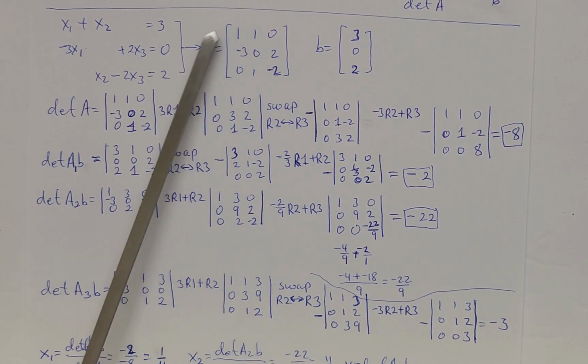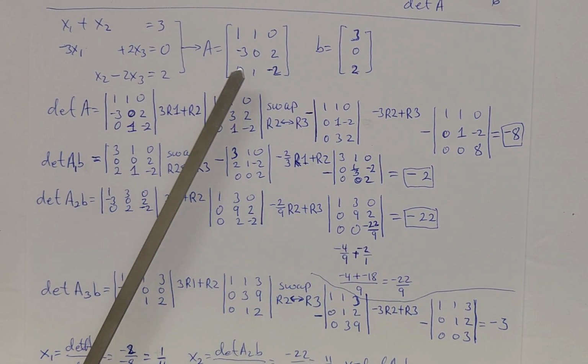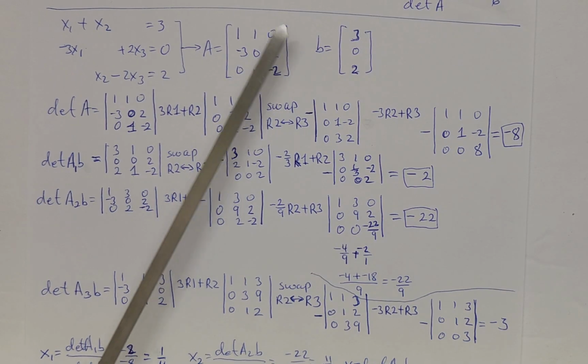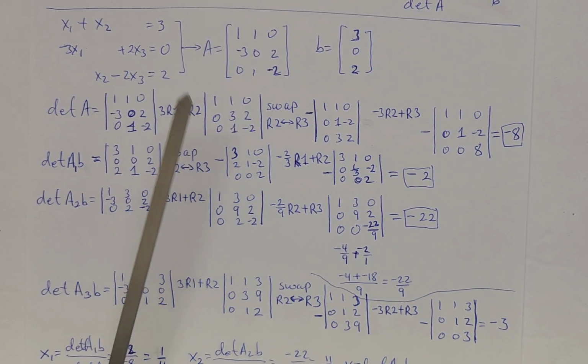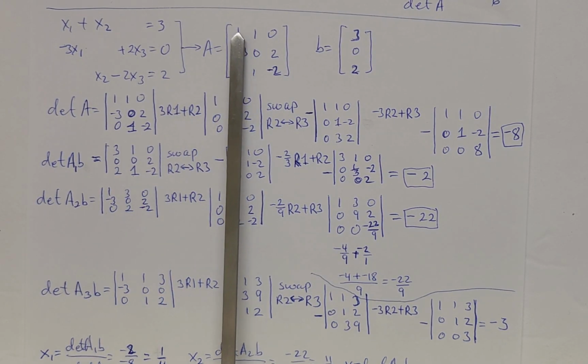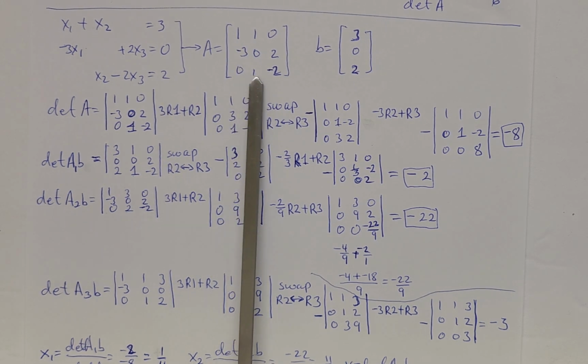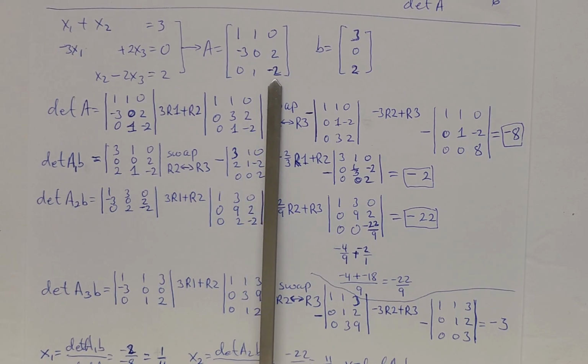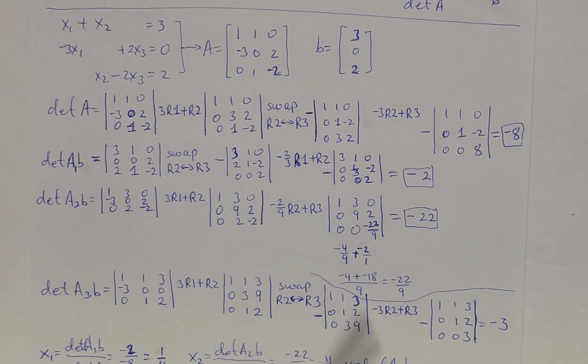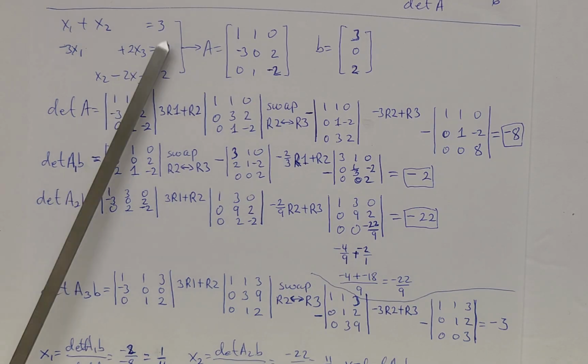Again, because this is a 3 by 3, we need the first determinant for A. We need the second determinant for the first column. We need the third determinant for the second column. And then we need the fourth determinant for the third column. And as you can see, this is very lengthy.